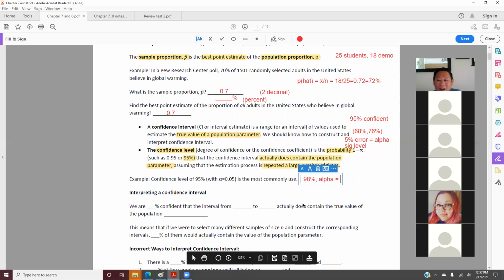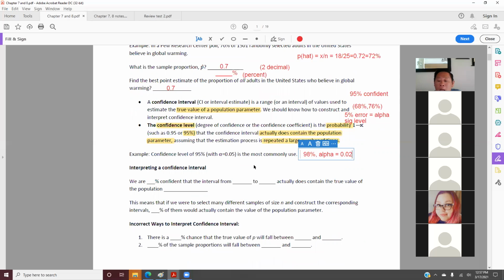2% or 0.02. So make sure you guys know. Yep. In your StatCrunch, we always want decimals. So don't put 98%, put 0.98. Okay. So make sure you guys know the difference here.